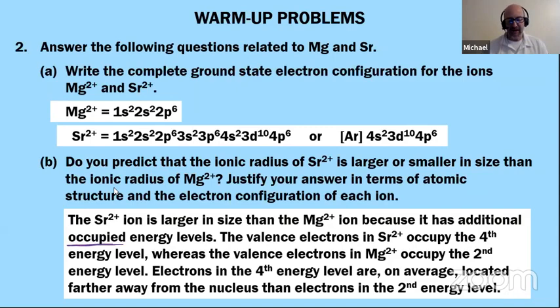And I go on to say that the valence electrons in the 4th energy level should be farther away from the nucleus than the valence electrons in the 2nd energy level. So that answer is clear, representing an understanding of atomic principles. So be careful when you write your answers. More electrons or more energy levels would not be a sufficient answer to this question.